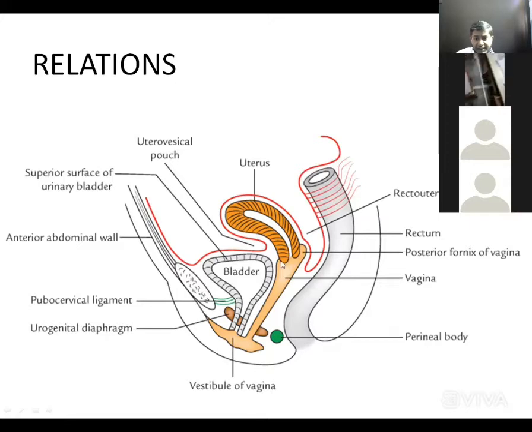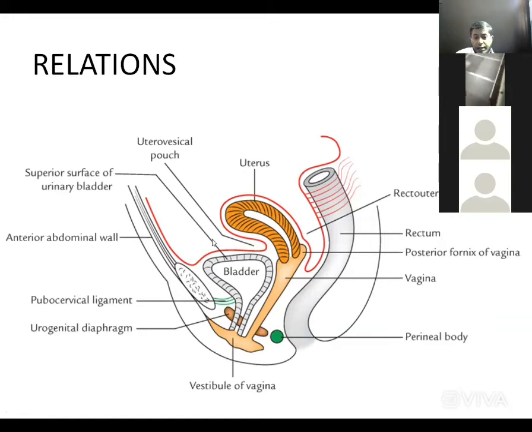the cervix, as well as the vaginal part as well as the supravaginal part of the cervix. So the cervix has two parts, the vaginal part and the supravaginal part. The supravaginal part is related with the base of the bladder, whereas the vaginal part of the cervix is related with the anterior fornix of the vagina. This is the anterior fornix and this is the posterior fornix of the vagina.